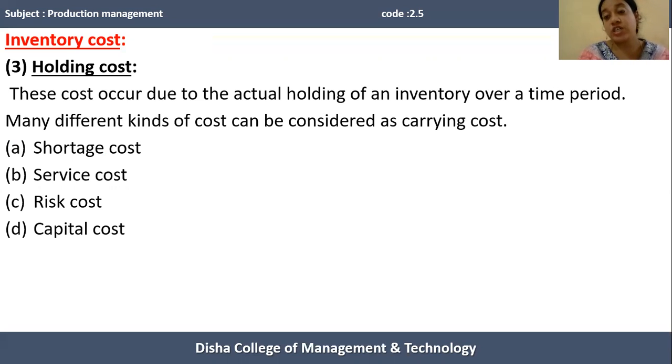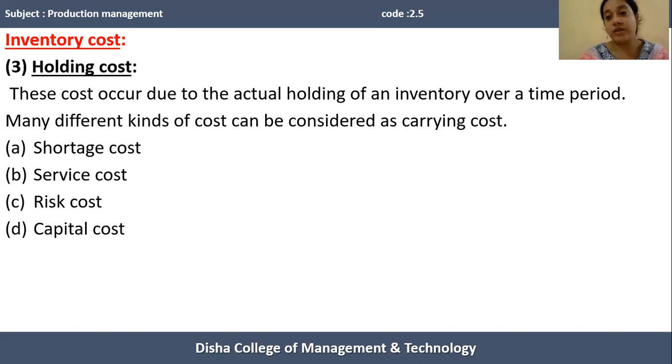Generally the cost incurs when the firm holds certain inventory in its warehouses. These costs occur due to the actual holding of an inventory over a time period. Before the production starts, the organization or the firm is required to procure certain items, and the firm is required to store these in its storehouses. So for holding such inventory, for storing this inventory, whatever the cost arises, that is known as holding cost.